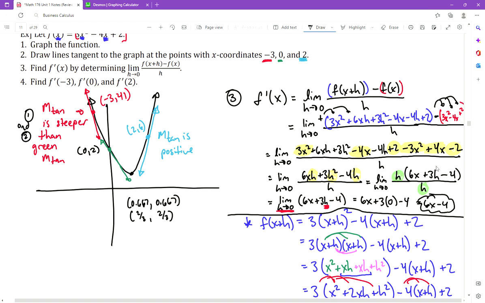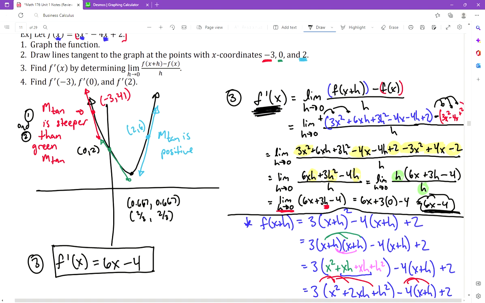And now I'm going to cloud it. Then let's just go back all the way. I'm going to put this to the left. All of that work was to find this derivative. So f prime of x is that clouded thing. I'm going to put number 3's answer right here. So f prime of x became 6x minus 4. Okay, so that is the derivative.